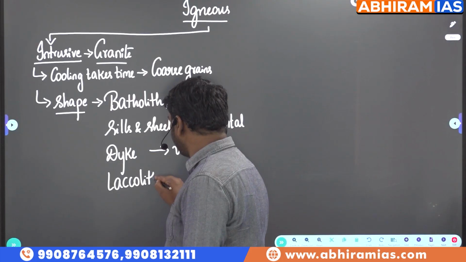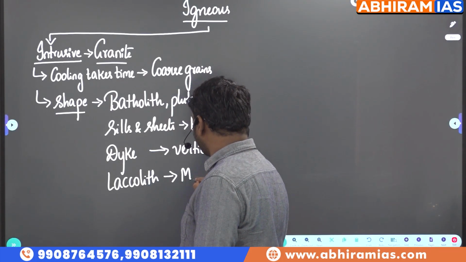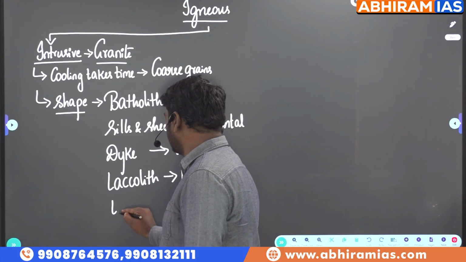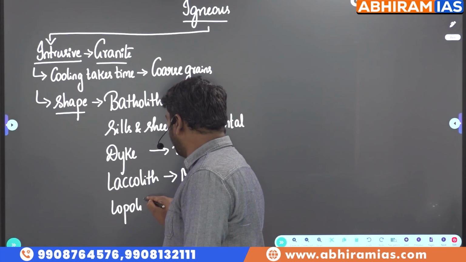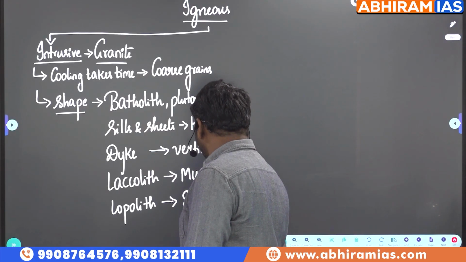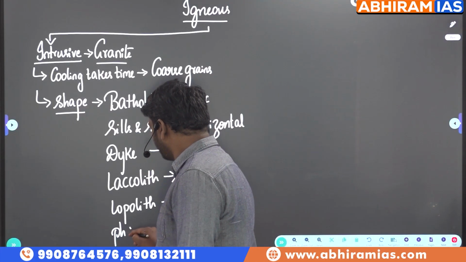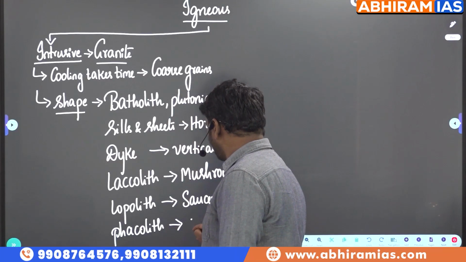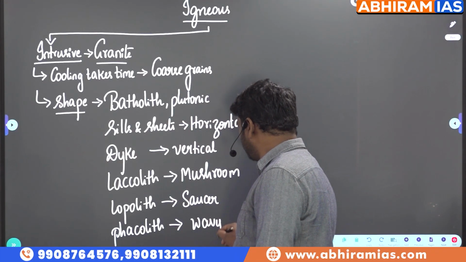Laccolith, which shape? Mushroom shape. Lopolith. Good. Saucer shape, wavy shape.